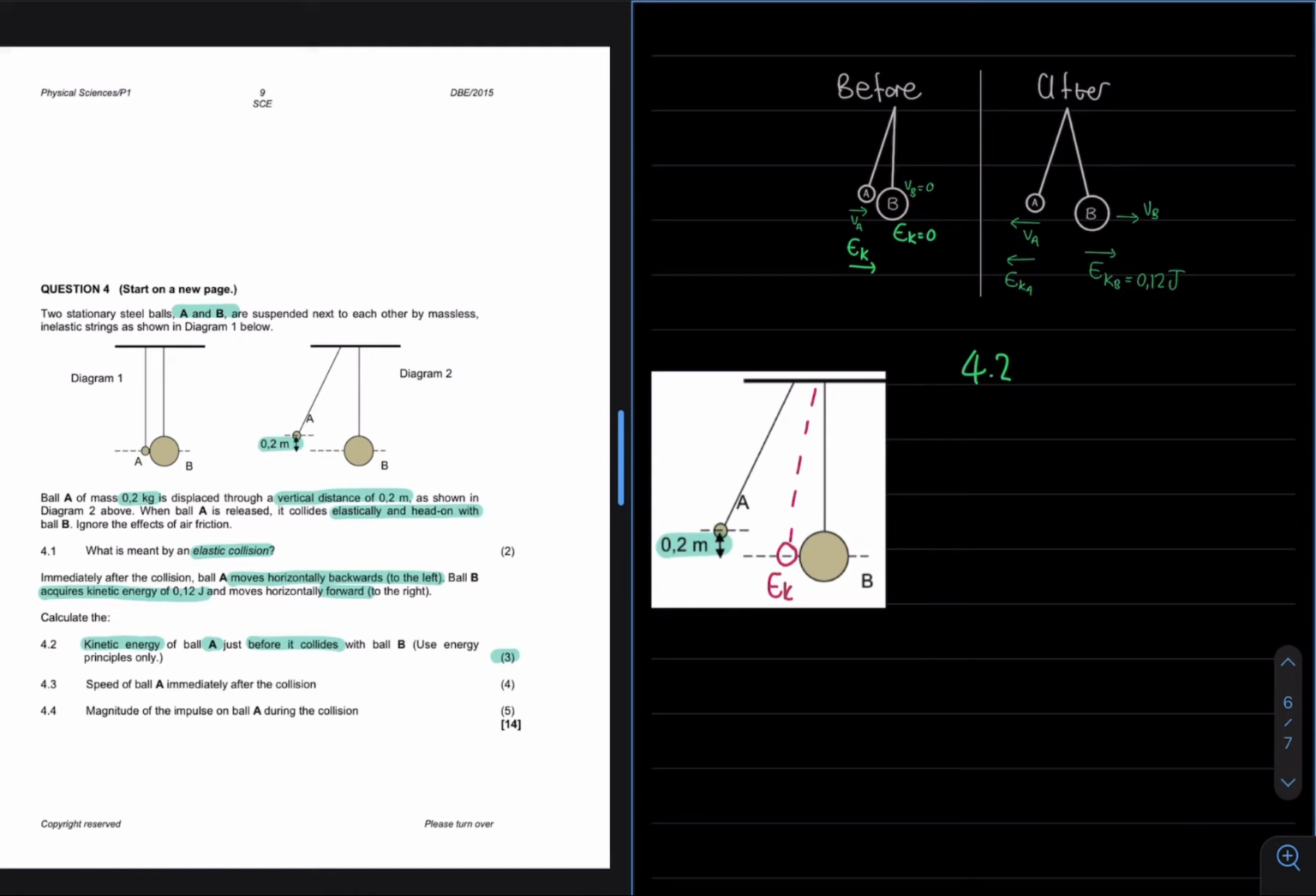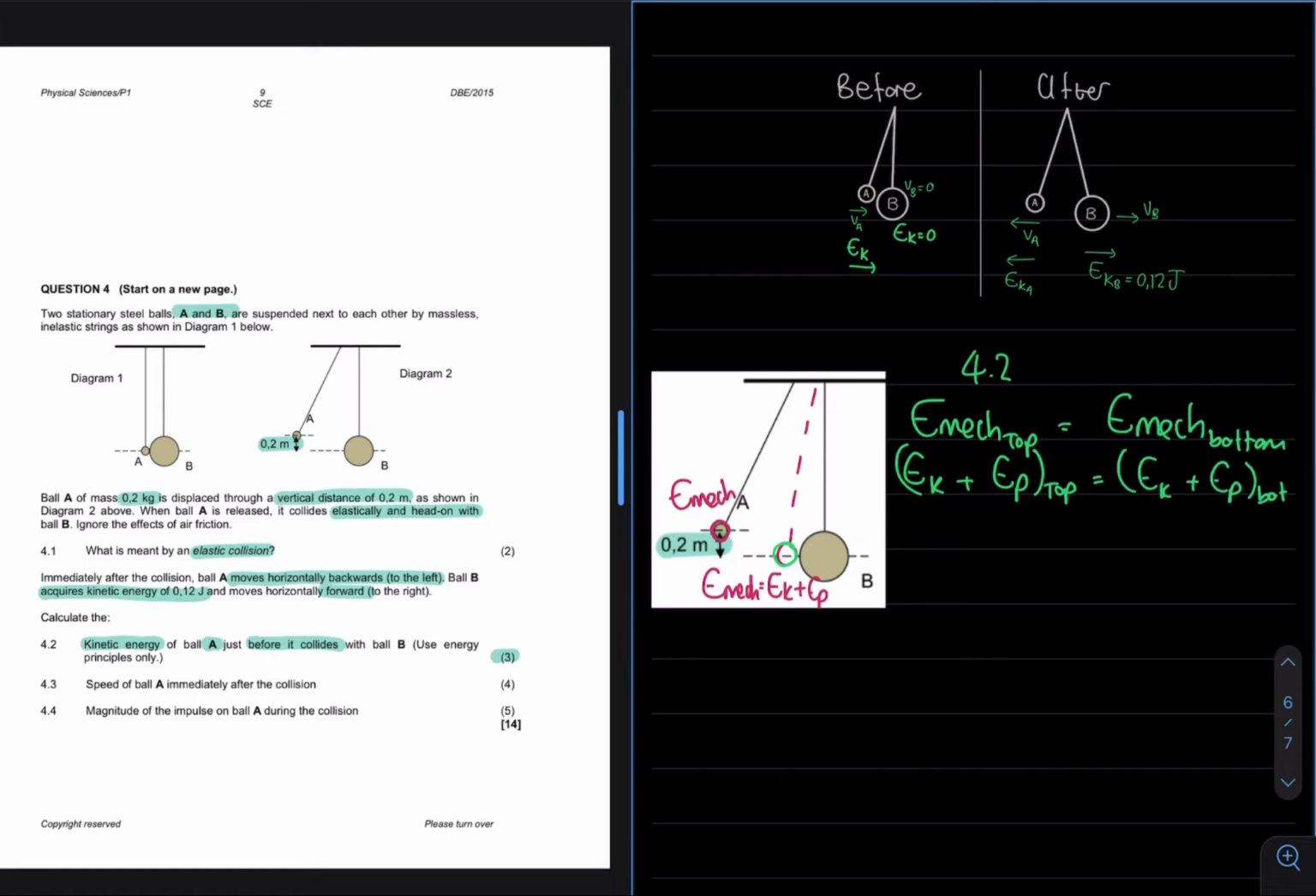Seeing that there is no air friction in this problem, we can use the law of conservation of mechanical energy in order to calculate the energy of my system there. This means that all the mechanical energy at the top would be equal to the mechanical energy at the bottom. So remember that mechanical energy is the sum of the kinetic as well as the potential energy.